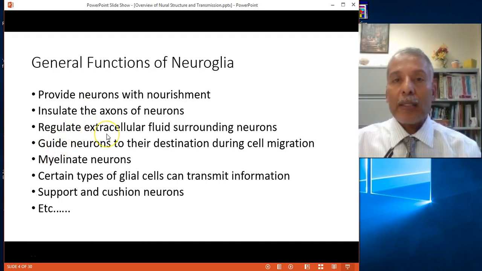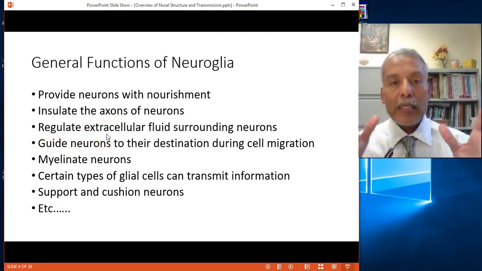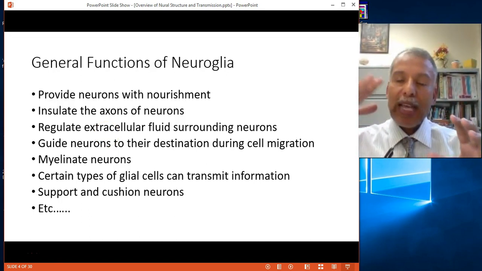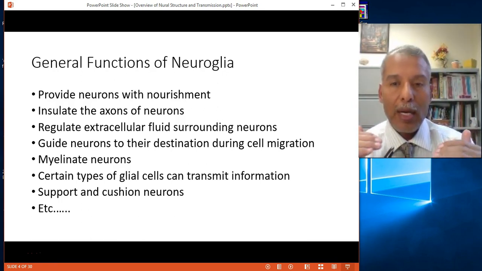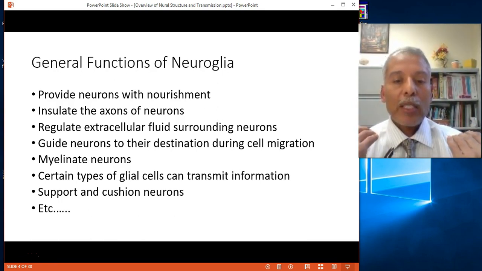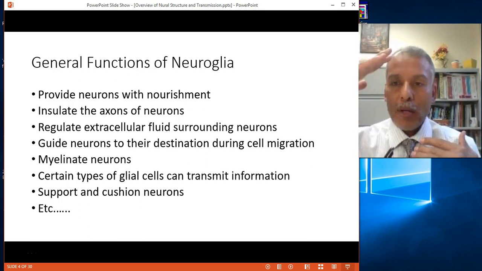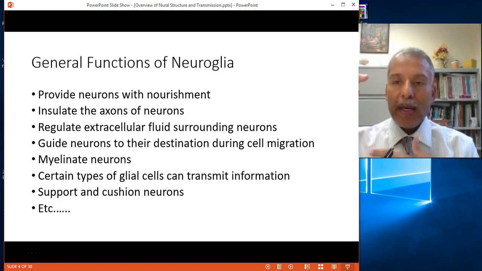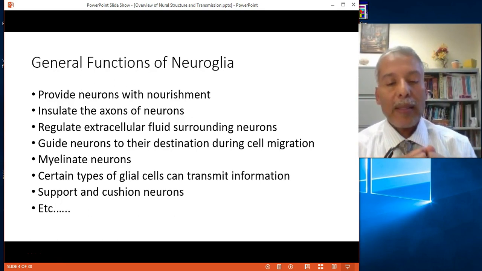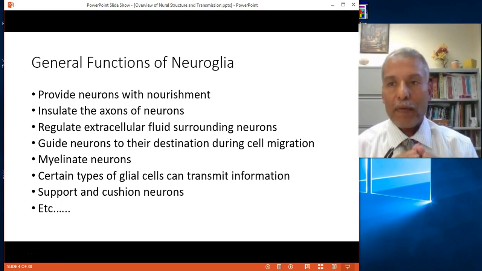So another function is that some neuroglia regulate the fluids outside of the neuron, because the neuron, as we are gonna understand, is going to be very, very much influenced by the chemicals outside of its membrane, and you will see that this is basically the mechanism to channel information.